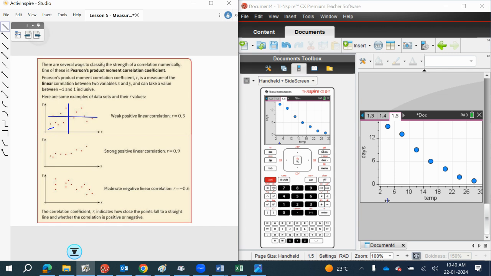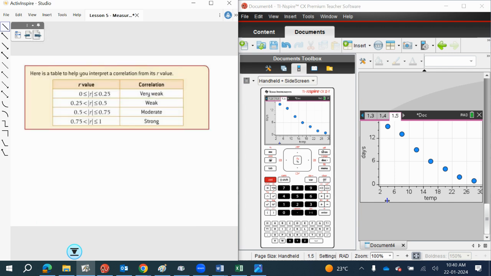So we have certain ways of quantifying this. If the absolute value is between 0 and 0.25, we call it very weak. Between 0.25 and 0.5, we call it weak. From 0.5 to 0.75, this is moderate. Above 0.75 is strong. Above 0.9 would be very strong.